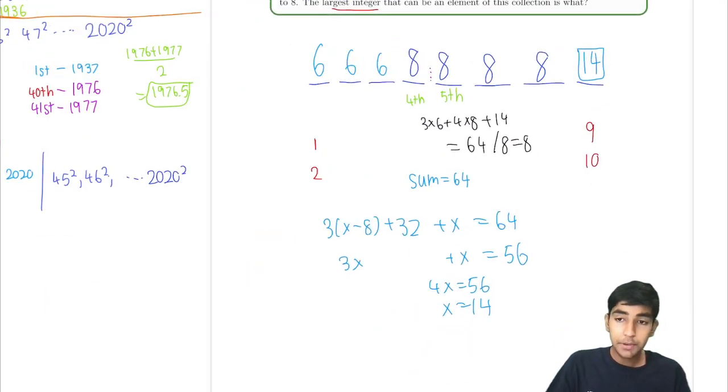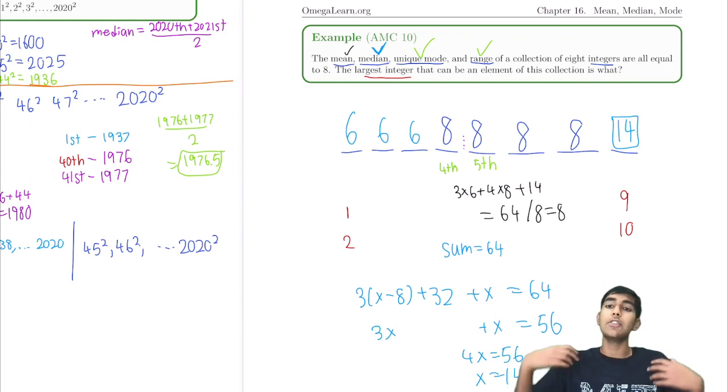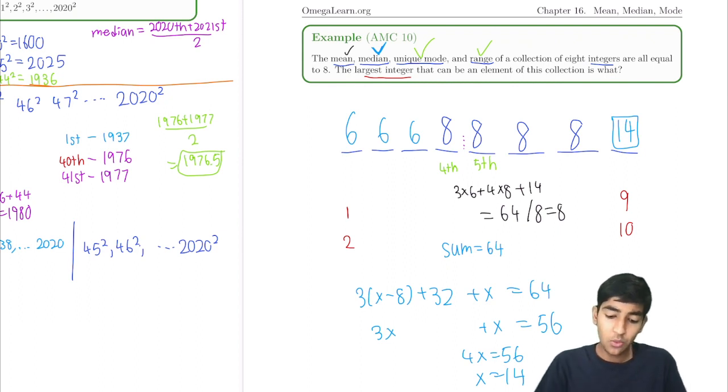And now let's just quickly review everything we've done in this problem so far. First, we have to check out the median condition, and we saw that the only possibility is both middle terms are 8. The other possibilities don't satisfy the unique mode condition. And then after that, we saw the range condition. And we noticed that to maximize the largest element, we also want to maximize the smallest element, but minimize the other elements in between.